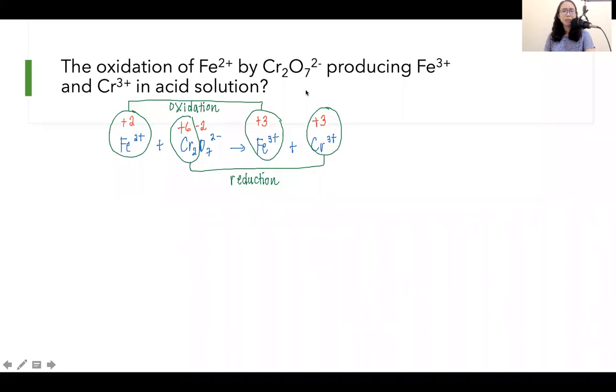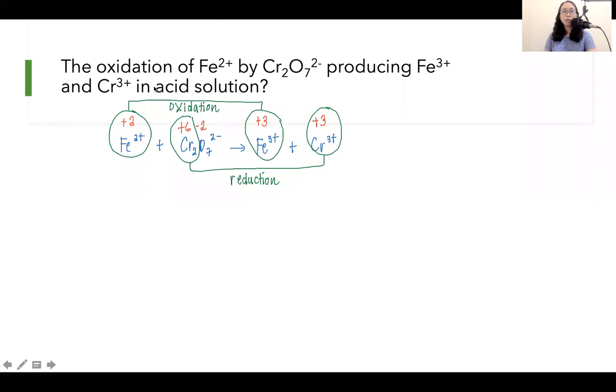Now, how do we balance redox reactions? We use what we call the half reaction method. In the half reaction method, we write the oxidation half reaction and the reduction half reaction and individually balance them. It is also important to note the pH of the solution in which the redox reaction is taking place. Is it in an acidic solution or is it in a basic solution? For this example, the redox reaction took place in acid solution.